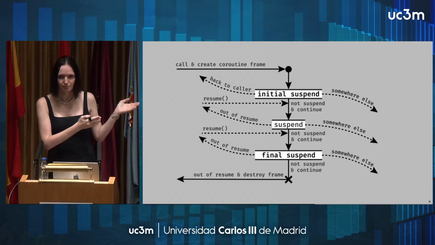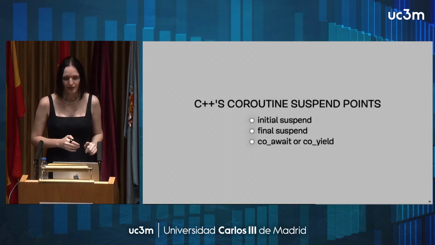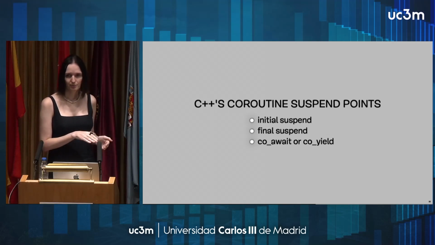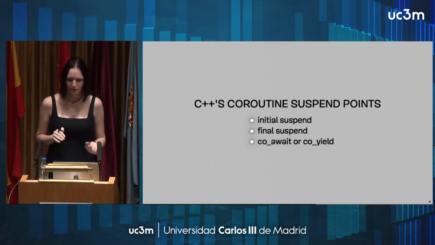That's all. That's the C++ model for coroutines. You have initial suspend, final suspend, and every time you co_await or co_yield, there is a suspend point. Co_yield is just syntactic sugar for co_await, but it's not part of this presentation.